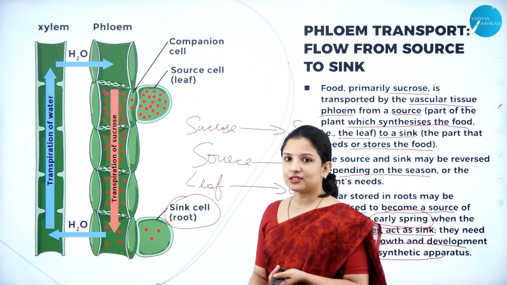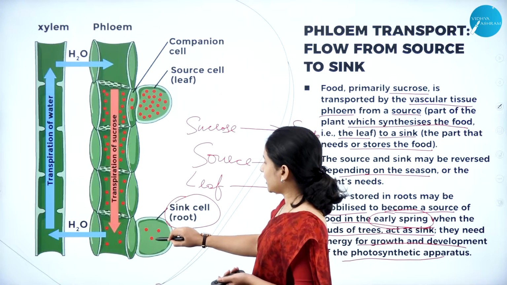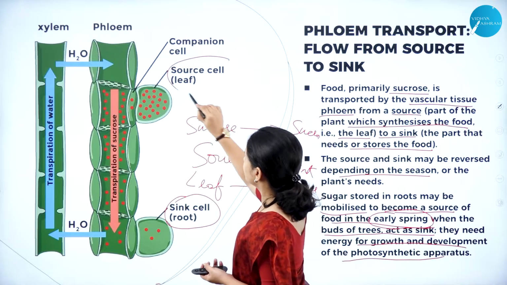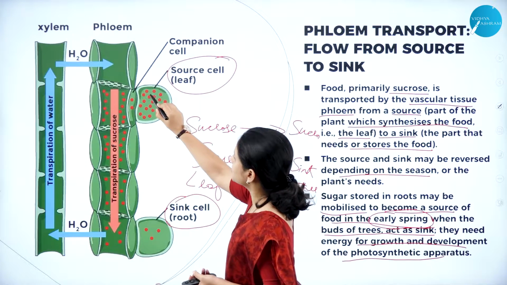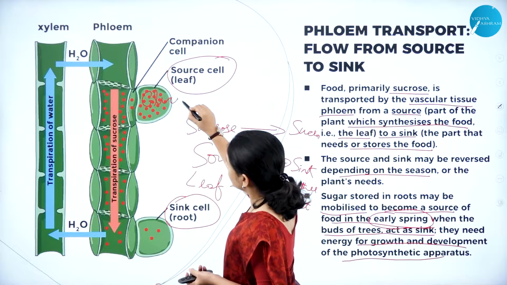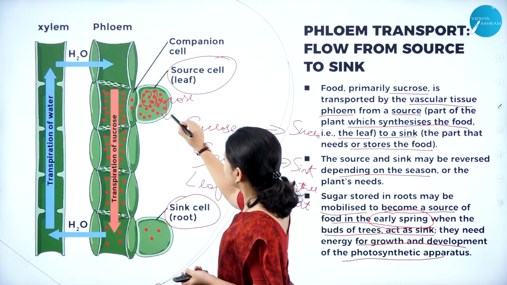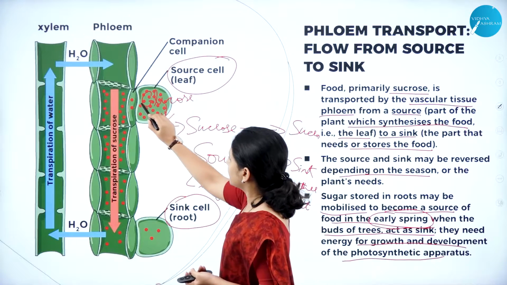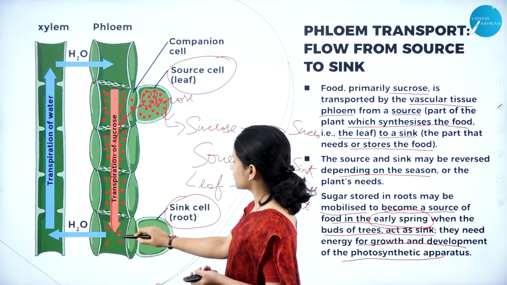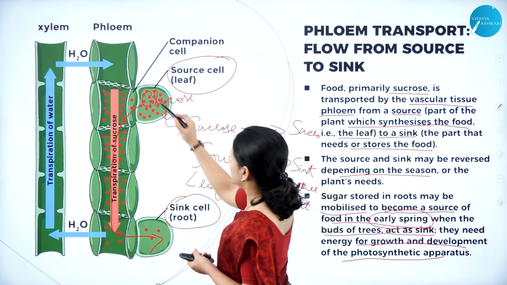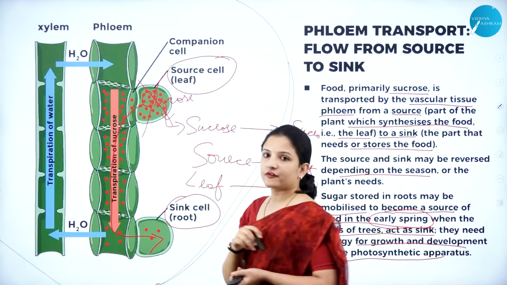So during the spring season what happens? The root can become the sink, especially when the source cell is the leaf. So during photosynthesis what happens? Glucose will get formed in the source, that is the leaf, and this glucose gets converted into sucrose, and that sucrose will be transported to the sink, that is the root cell. But in the autumn season what happens? The leaf will fall off from the plant.